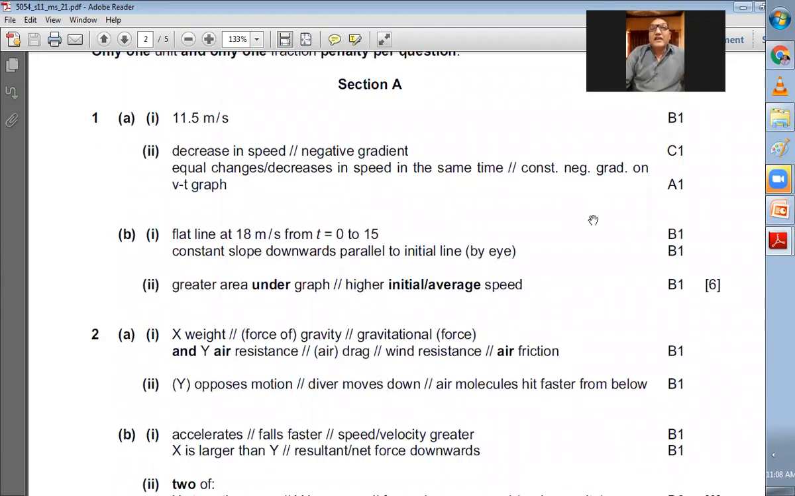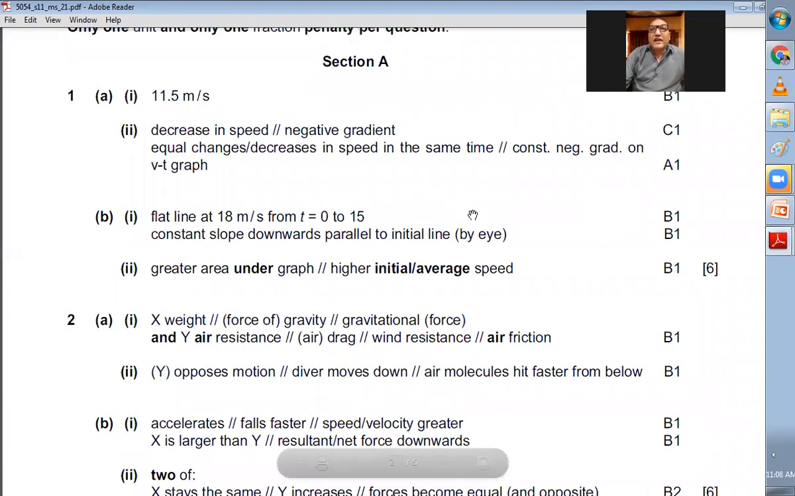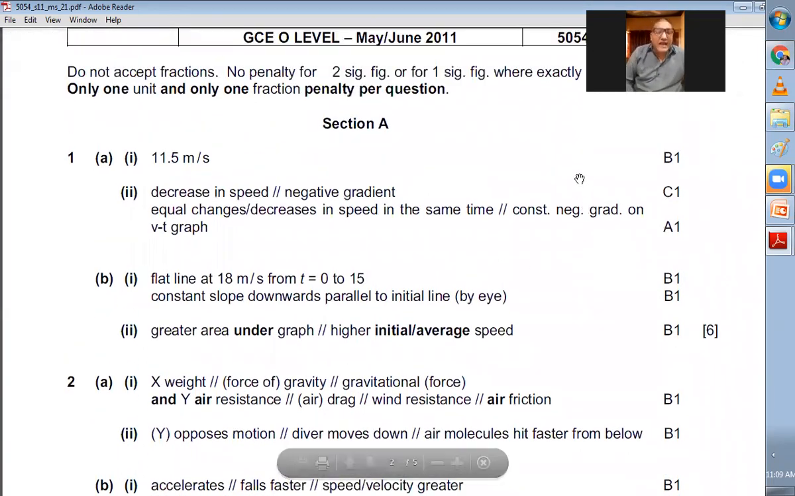Okay, so question number 1, A part is showing on your screen, and we can say that 11.5 centimeter per second is the answer we also got. For the second part, decrease in the speed, that is negative gradient. Equal changes, decrease in speed in the same time, constant negative gradient on the VT graph. So we have written the right definition. For B first part, flat line at 18 meter per second from T0 to T15, 1 mark for this, and constant slope downwards parallel to the initial line, 1 mark. Okay, so 2 marks for this one. And B second part is greater area under the graph and higher initial average speed.